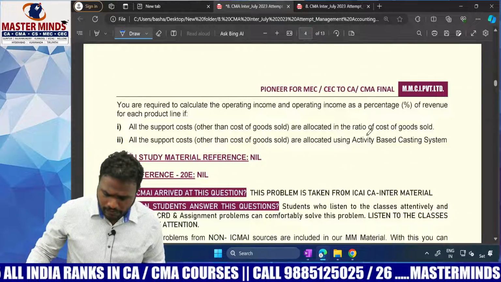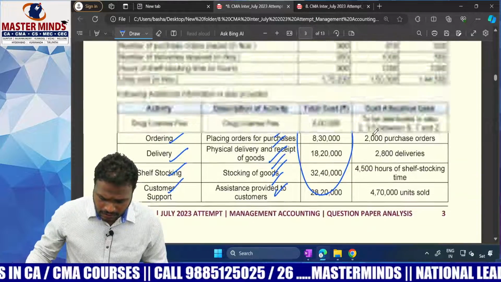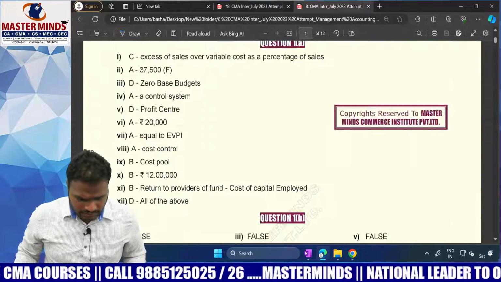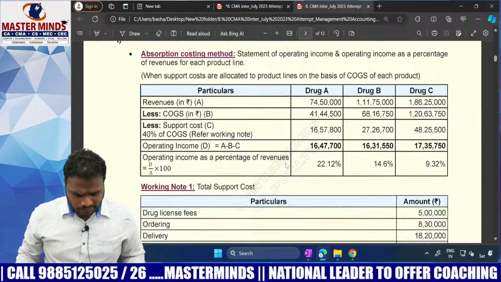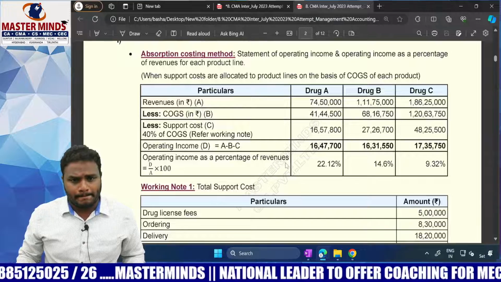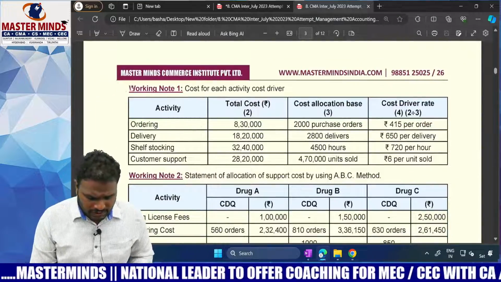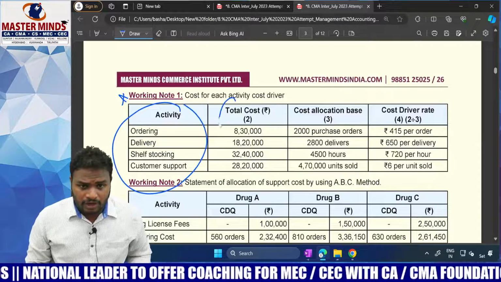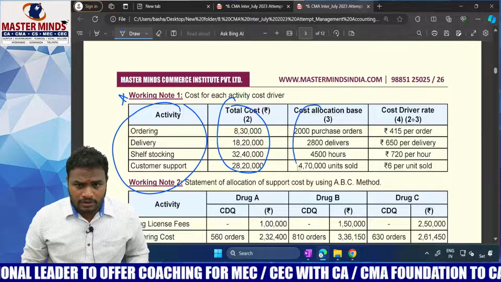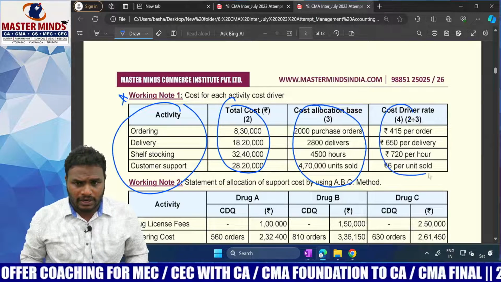Now, let's see the answer. Let us see the first working note: activity, cost pool, cost driver, driver rate.